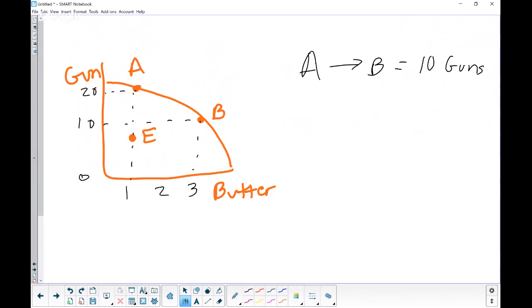What is our opportunity cost going from B to A? And that's going to be 2 butter, because we're going from 3 to 1. So that's important again to take a look there. Okay. What if I were to say that we're operating at point A, and then we have an increase in unemployment?